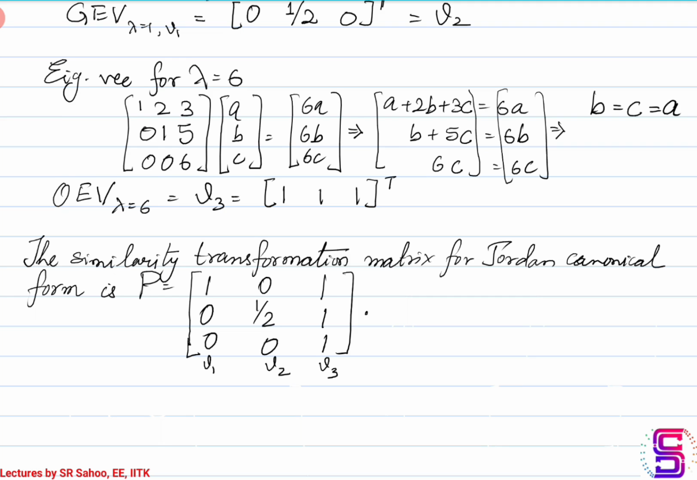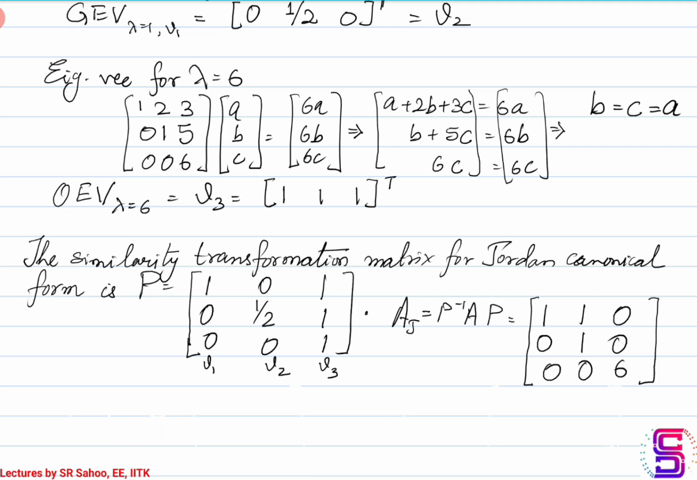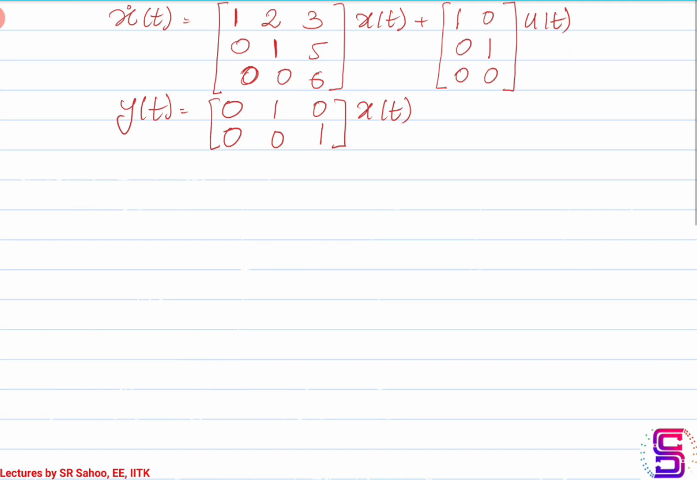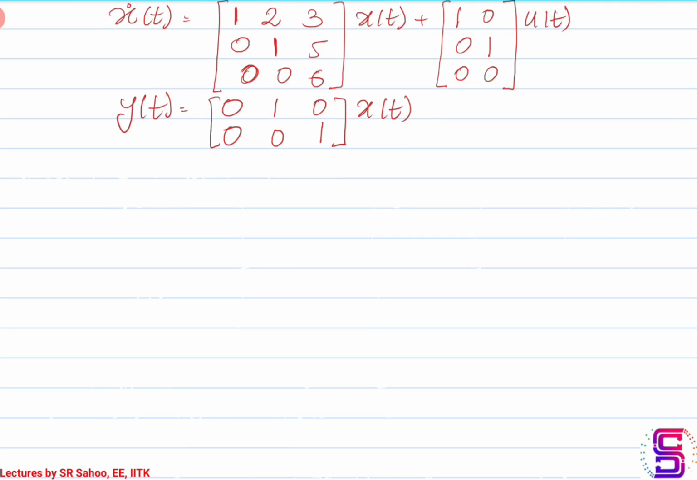With this P, if we find the Jordan form, then the Jordan form turns out to be of this form. The corresponding B matrix would be P inverse B, which turns out to be this, and the corresponding C matrix turns out to be of this form. So this is the Jordan canonical form representation of this particular system that was given to us.